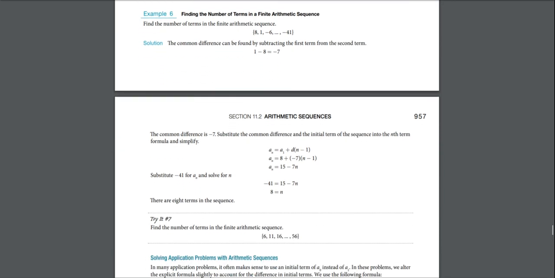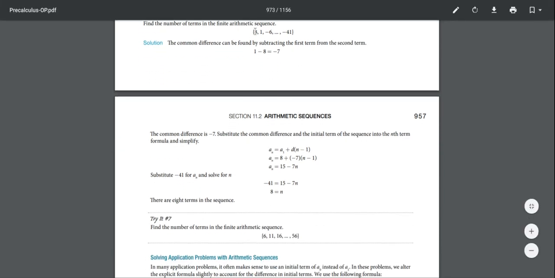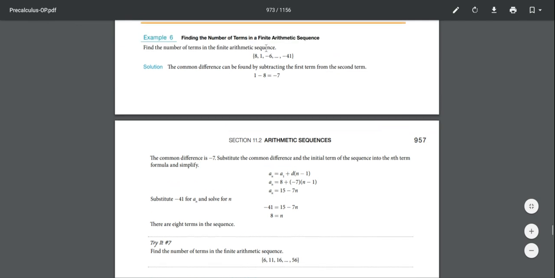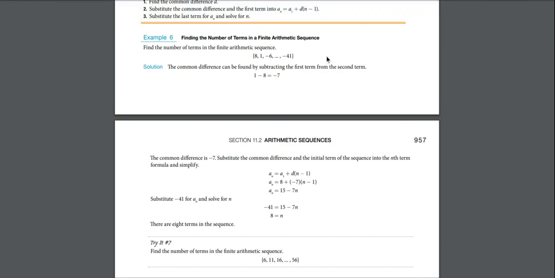Yes, finite arithmetic sequences. So if you're given something that is finite, we have a starting term and we have an ending term. This thing ends. So we want to figure out in this one how many terms we're going to end up having, because we just have this here. We don't know how many terms we're going to have. We could write out the whole thing, but what if we have 100 terms? So let's not do that. Let's be smarter than that.